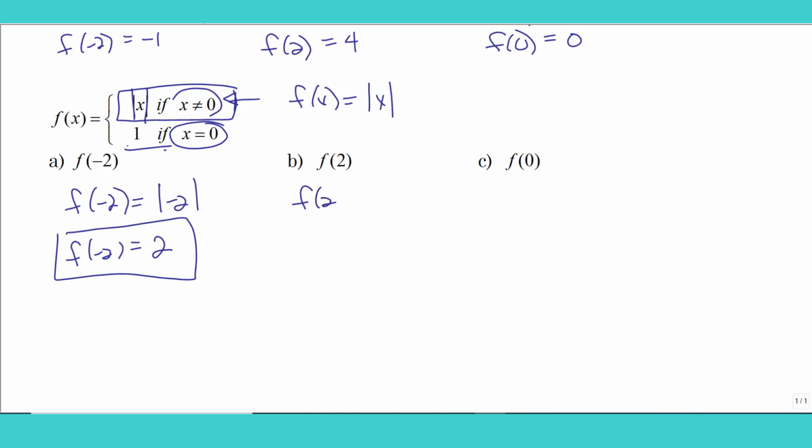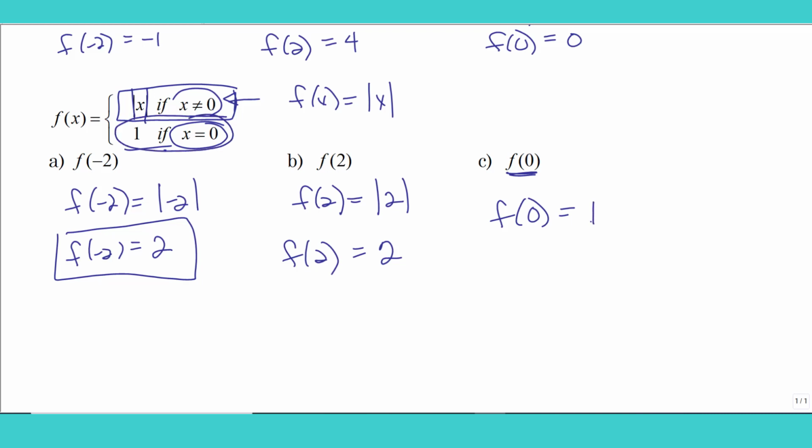So what's f of 2? Again, 2 is not 0, so we would take the absolute value of 2, which is just 2. And here we go again, 0. It says use this one if it's 0. Well, it just says it equals 1. There's nothing to plug in. It says if you have 0, it's a 1.